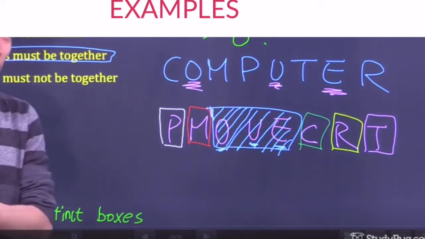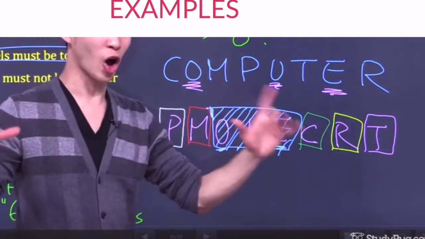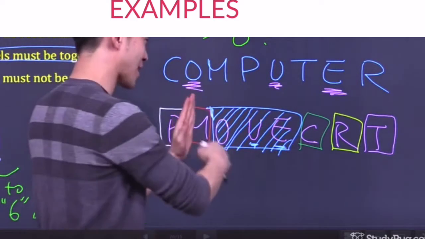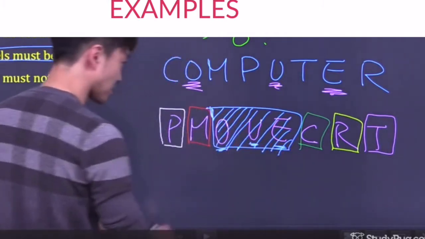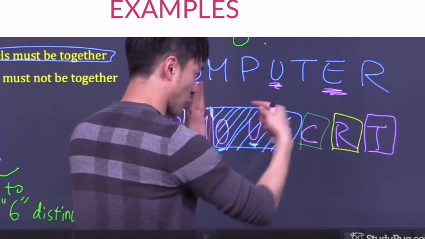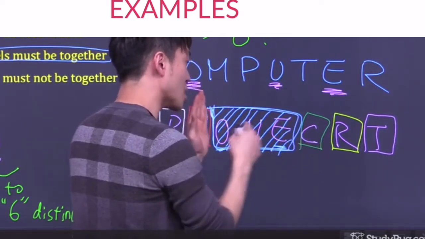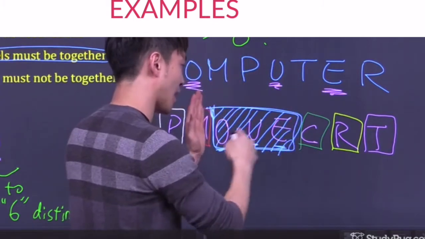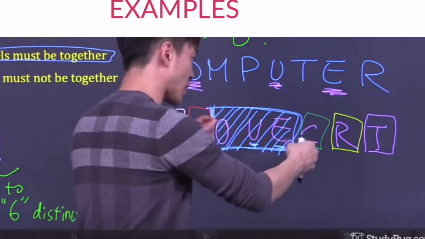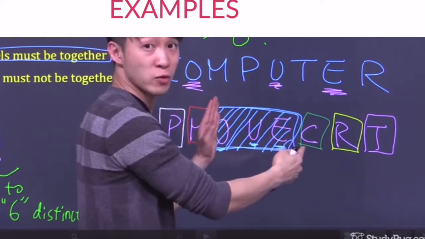Guys, however, don't forget, there is one extra large box, right? Focus on the extra large box right here. Inside this extra large box, how many letters do we have inside? We have 3 letters. And these 3 letters can be arranged in many different ways among themselves, right?